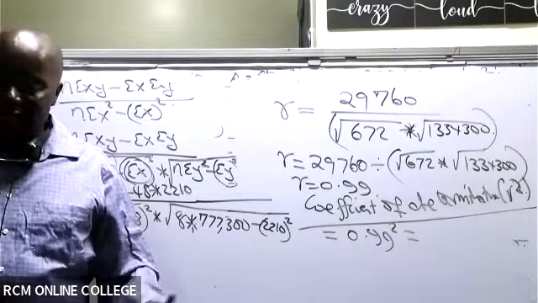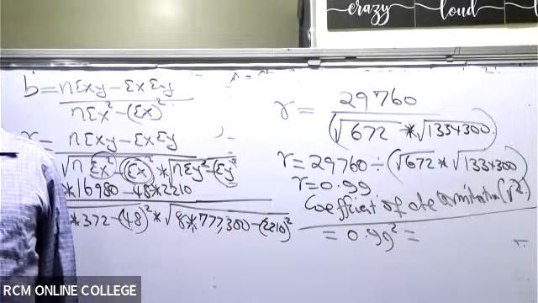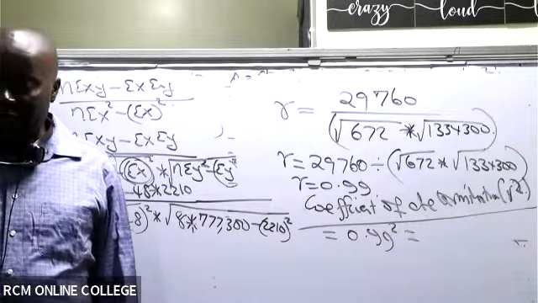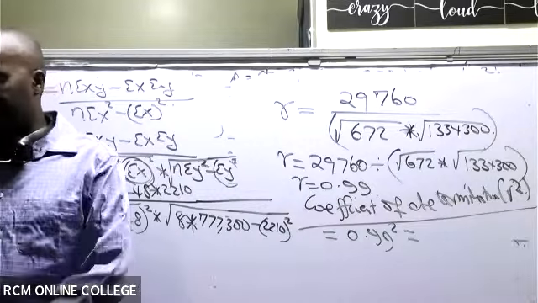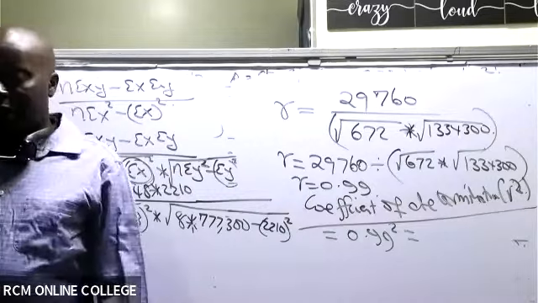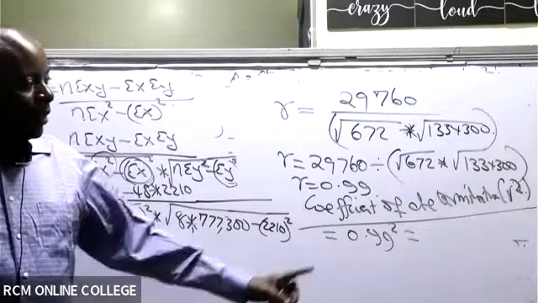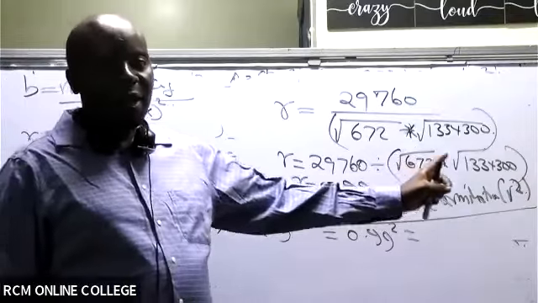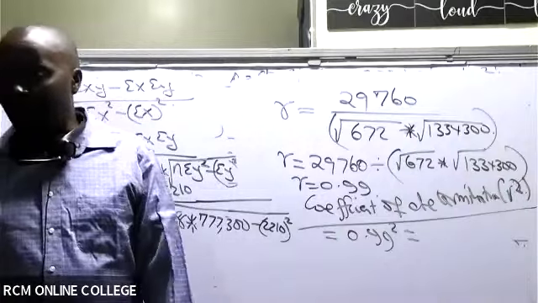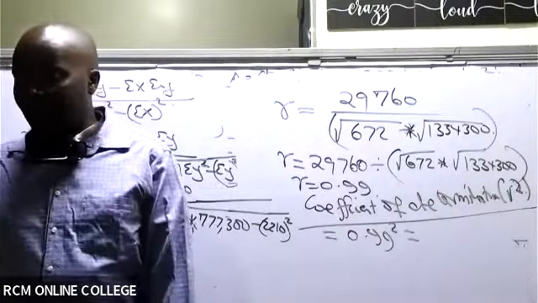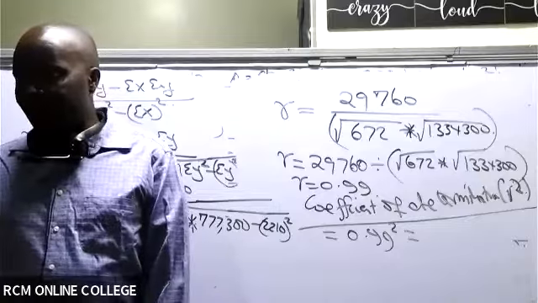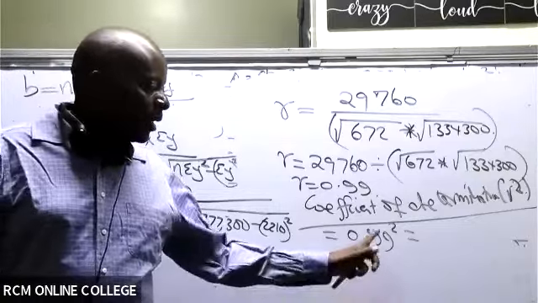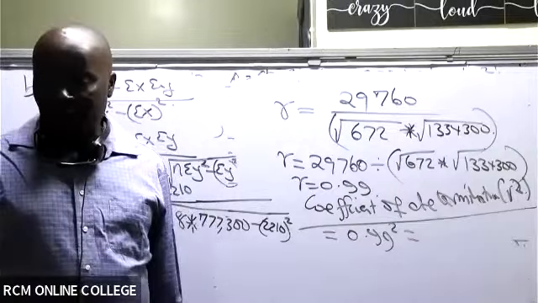So 0.99 squared will end up giving us 0.9 something. That is the coefficient of determination. You take R, you square. How much do we have there? Anybody who is able to square the number that you have there?